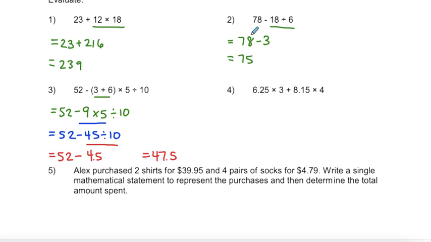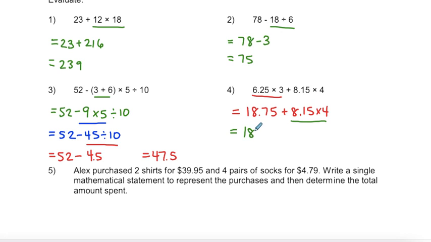For example number 4, I must do my multiplication first because that's the first operation in order of BEDMAS for this problem. So I'm going to do 6.25 times 3, which gives me 18.75 plus 8.15 times 4. The next thing that I need to do is to do my multiplication between 8.15 and 4.